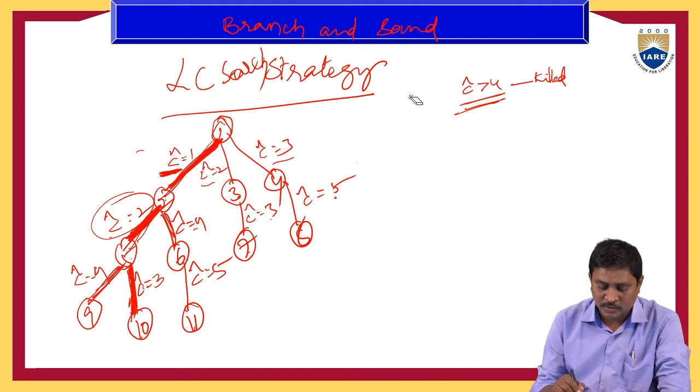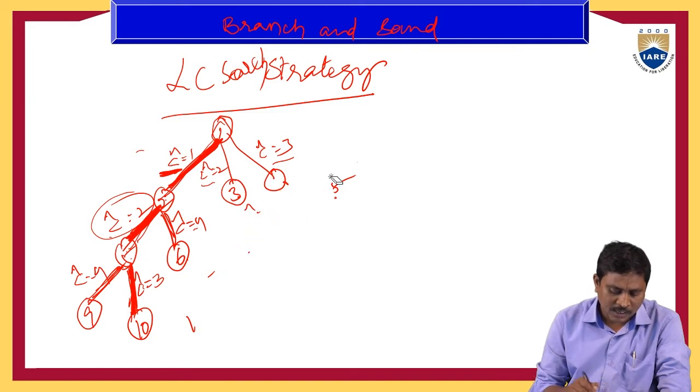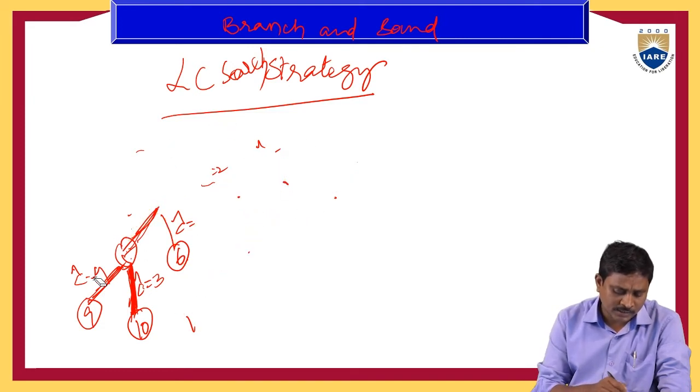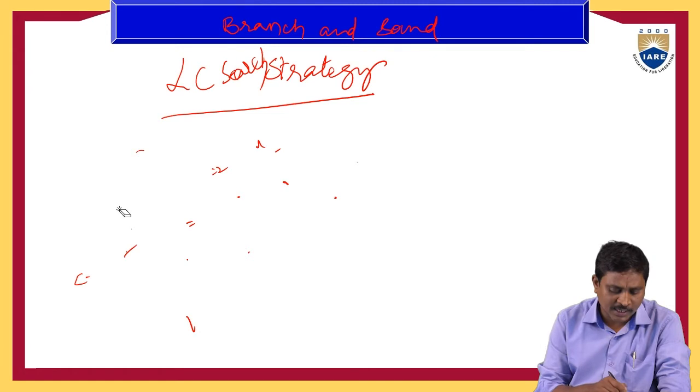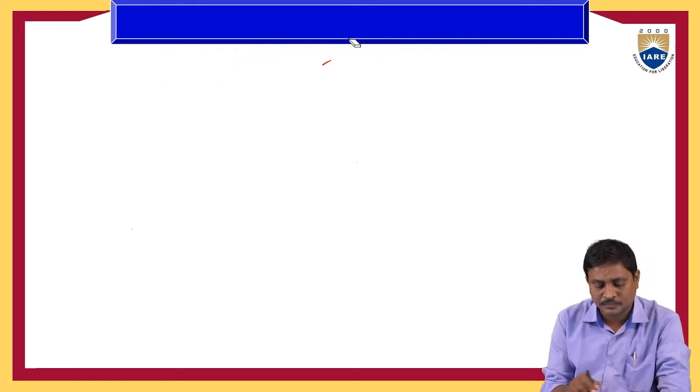So in this way, we are defining the FIFO branch and bound method, the LIFO (last in first out) branch and bound method, and the least cost search branch and bound method. Among these three, the least cost search branch and bound method is the best one. It gives the optimal solution compared with the remaining two methods.